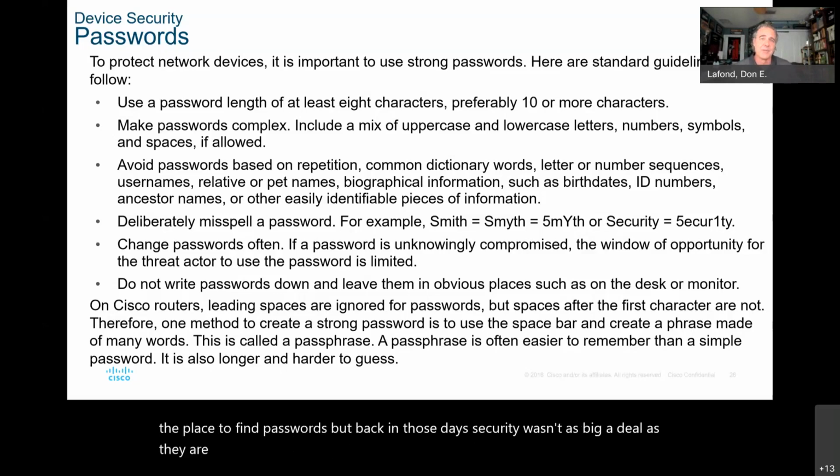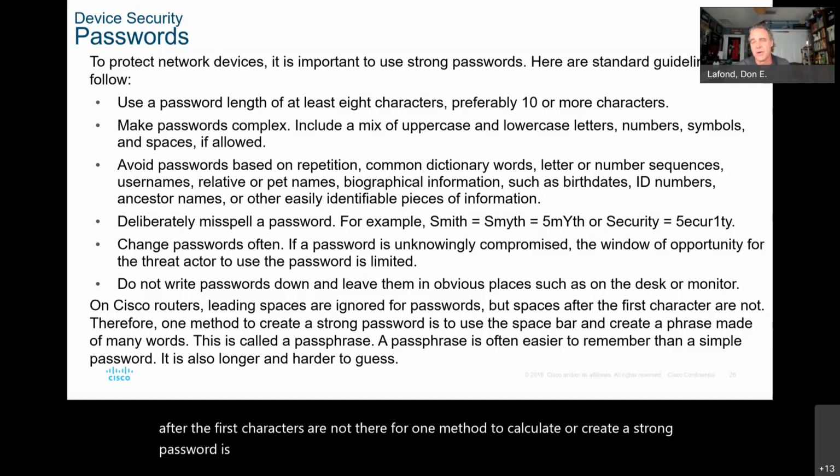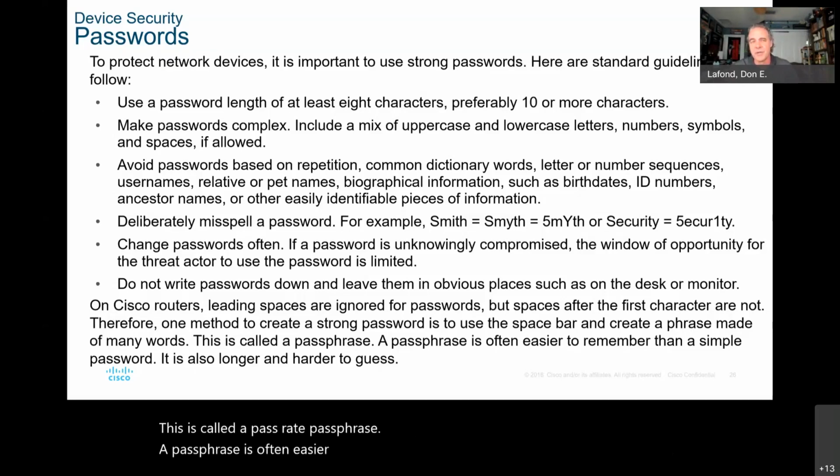On Cisco routers, leading spaces are ignored for passwords, but spaces after the first characters are not. Therefore, one method to create a strong password is to use the space bar and create a phrase made of many words. This is called a passphrase. A passphrase is often easier to remember than a simple password. It is also longer and harder to guess.